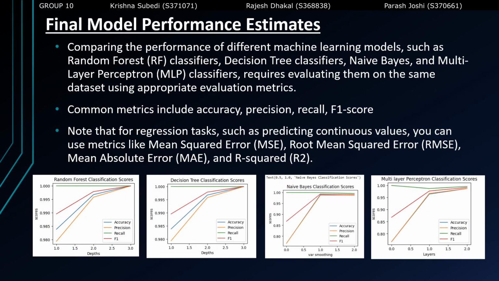In order to compare how well various machine learning models perform, like random forest RF classifiers, decision tree classifiers, naive Bayes, and multilayer perceptron (MLP) classifiers, we need to test them on the same dataset using the right evaluation measures. Typical measures include accuracy, precision, recall, and F1 score. It's important to note that for tasks like predicting continuous values, regression, we need to use metrics such as mean square error, root mean square error, mean absolute error, and R squared.